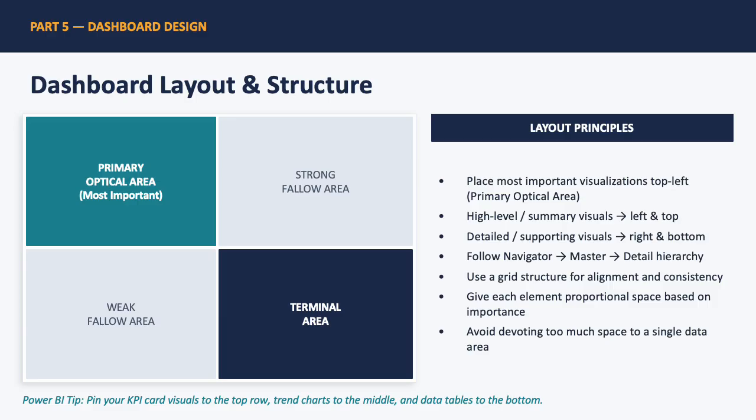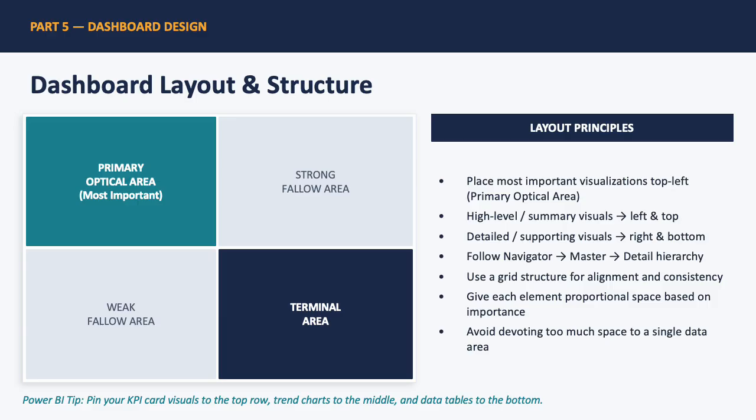The diagram here illustrates a concept from visual design called optical areas. When a person first looks at a screen, their eye naturally moves to the top left corner first. This is the primary optical area, and it has the highest visual weight. The top right is the strong fallow area, which receives attention second. The bottom left is the weak fallow area, and the bottom right is the terminal area, which receives attention last.